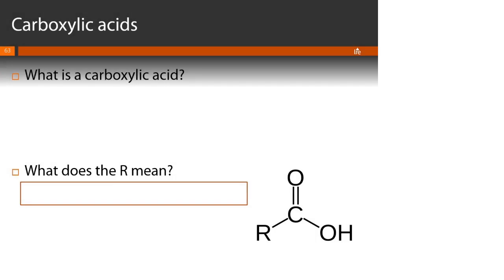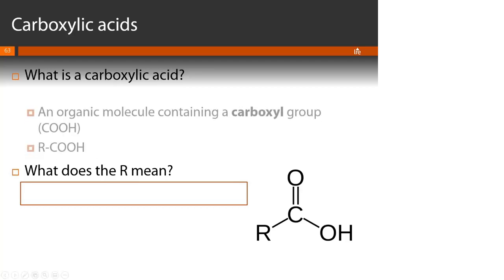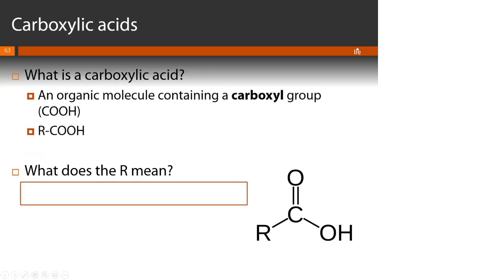Alright guys, so today we're going to wrap up our organic properties module with carbonyls. And our first carbonyl containing functional group is the carboxylic acid. So carboxylic acids are organic molecules containing a carboxyl group. So that's going to be a carbon double bonded to an oxygen, then single bonded to an OH.